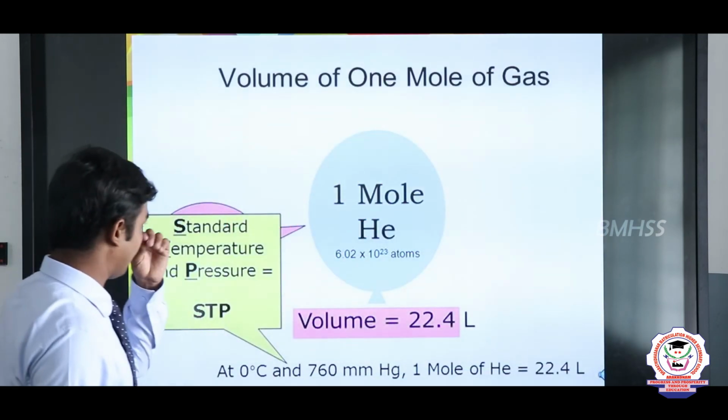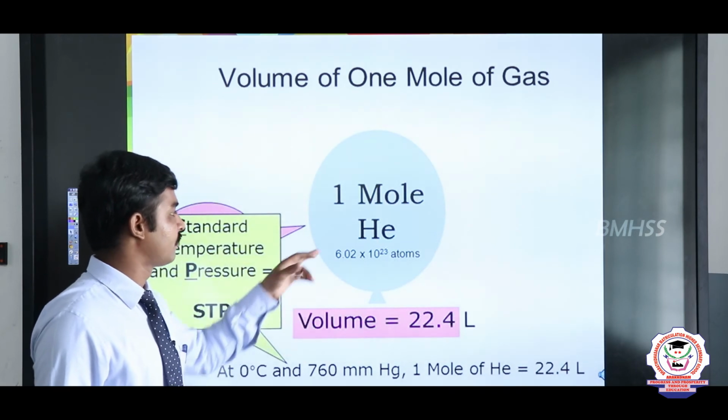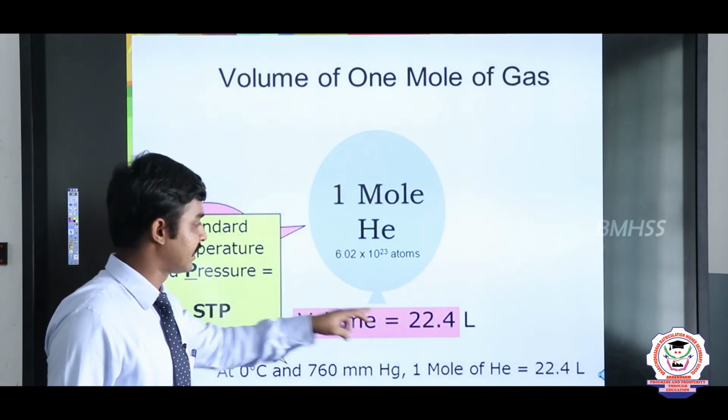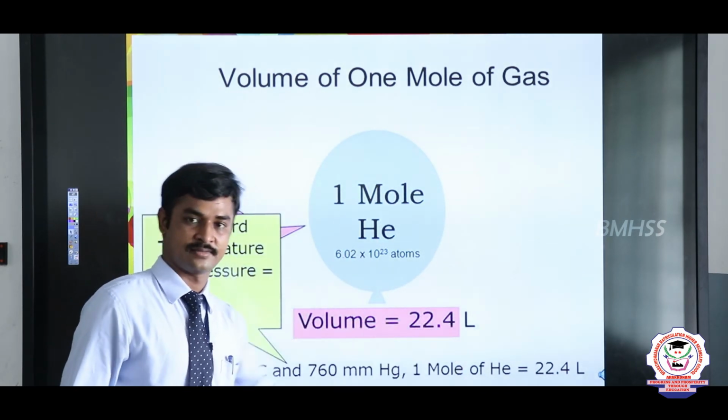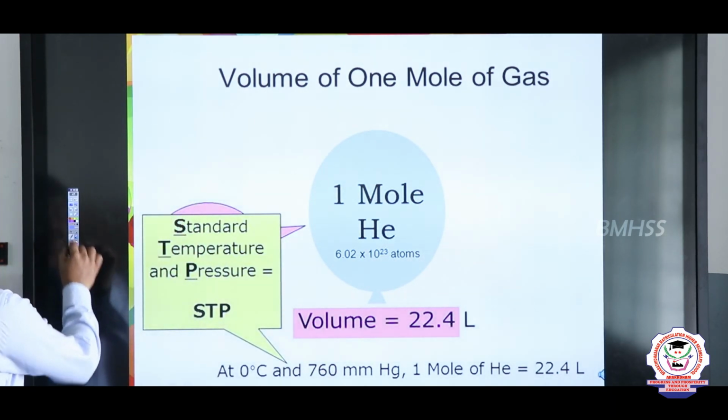If we take this gas for a mole, for example helium gas, we get 22.4 liter. It is the constant volume of the gas.